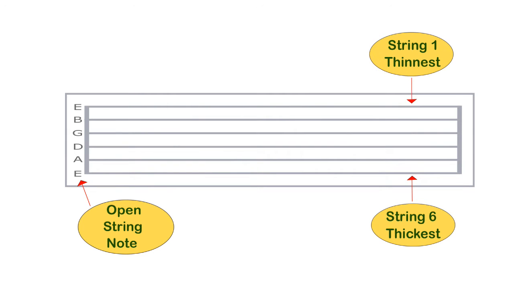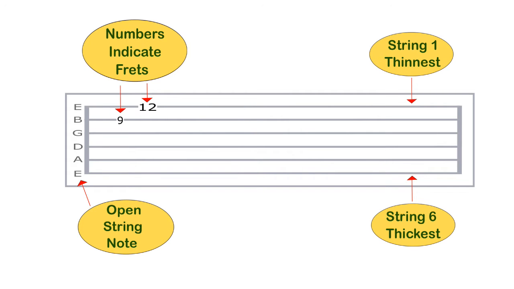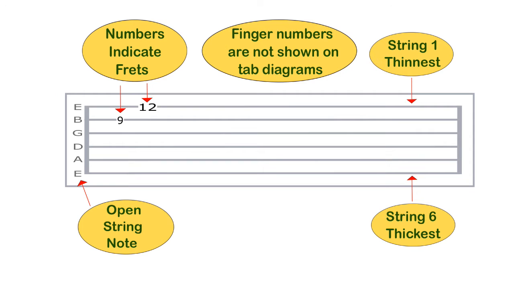To the left of the diagram are the notes associated with open strings. These are the notes that are sounded when a string is played without being fretted. No frets are shown on the diagram. Instead, numbers are placed on lines to indicate at which fret the string should be played. The number 0 means that a string is played open. Strings without numbers are not played. Finger numbers are not shown on the diagram, so this is where the player has to use best judgment to choose the proper finger.